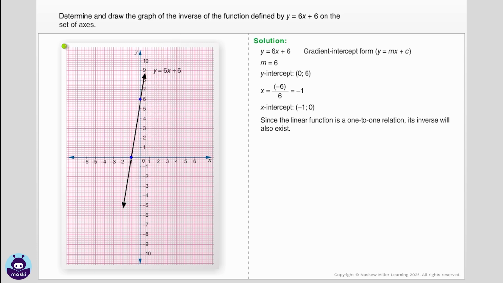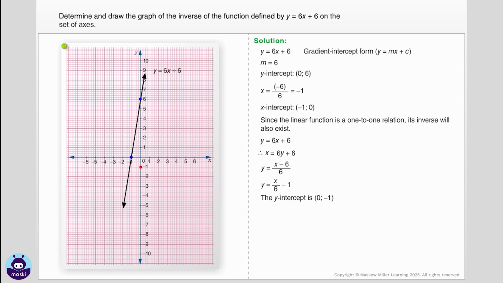Since the linear function is a one-to-one relation, its inverse will also exist. We can determine the inverse of the given function algebraically. We interchange the variables x and y. Therefore, x equals 6y plus 6. Making y the subject of the formula, we get y equals x over 6 minus 1.